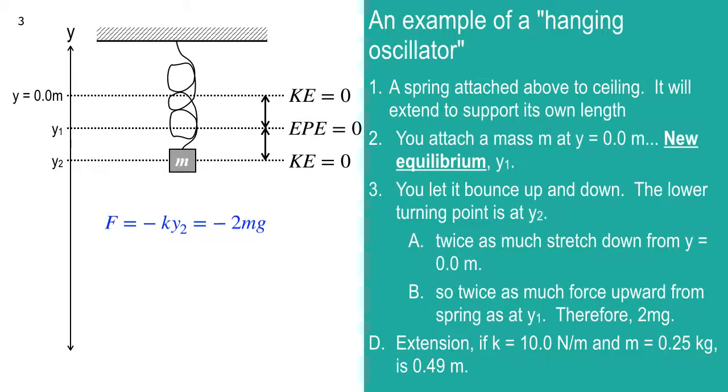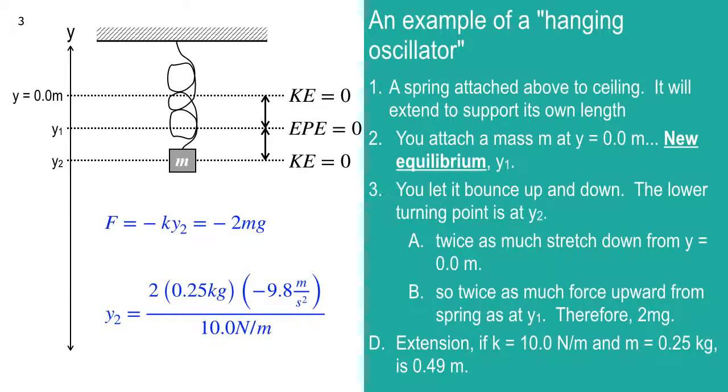All right, now here's your calculation. Minus KY2, Y2 is a negative, so minus KY2 is a positive upward, and that's equal to minus 2 mg. Now g is negative 9.8, so this is going to be a positive number here. All right, and so you just plug your stuff in now. You want to find out what Y2 is, just put in 2 times the mass, and then negative 9.8 meters per second squared, and then divide by k, and you'll get Y2 by itself. All right? And so that's how you tell your amplitudes.